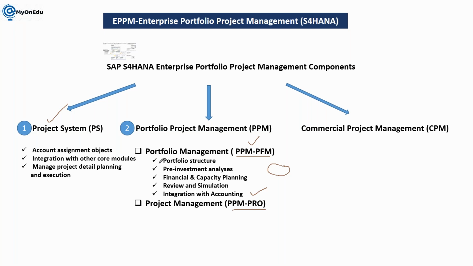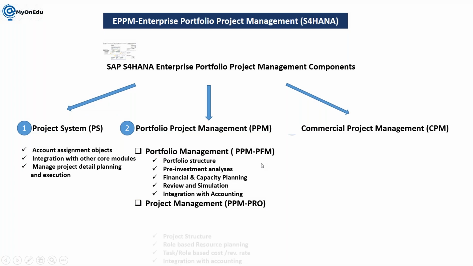Once it is decided in portfolio management that you are going with this project, it will proceed for execution. We have two options to manage your project: you can go with the project system or with the project management option, PPM PRO. So from PPM PFM, portfolio management, you can move to the project system or to project management. It is up to you, as per organization requirement.